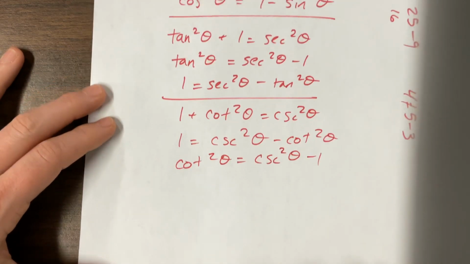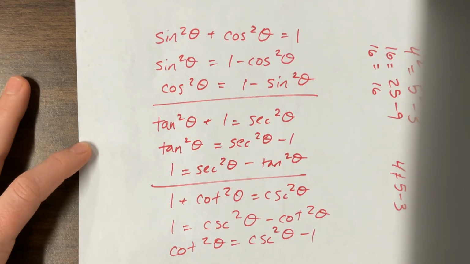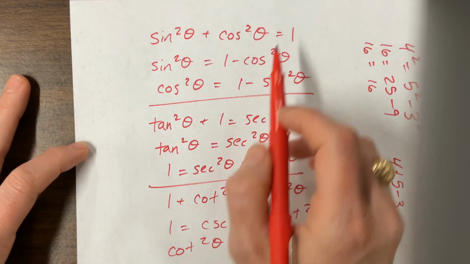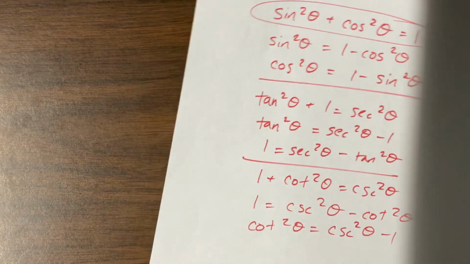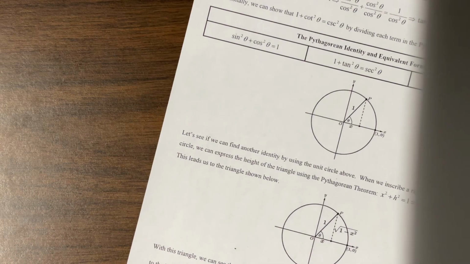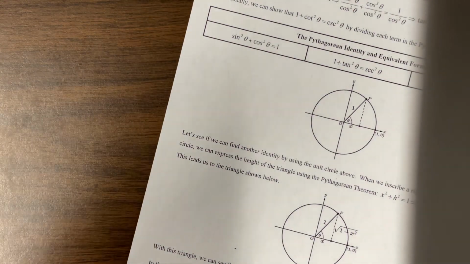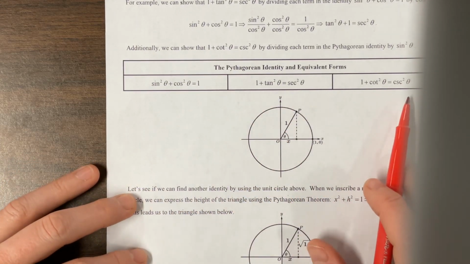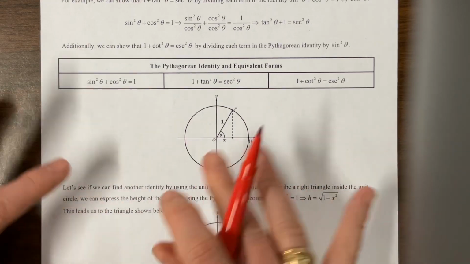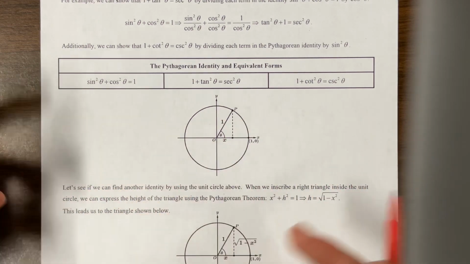I think I'm right. Okay, so I have 9 variations on this Pythagorean identity, but the only one that I have to have memorized is this one. Okay, let's go see what we have to do with this. So there's the 3 Pythagorean identities, and then we can come up with variations by subtracting.